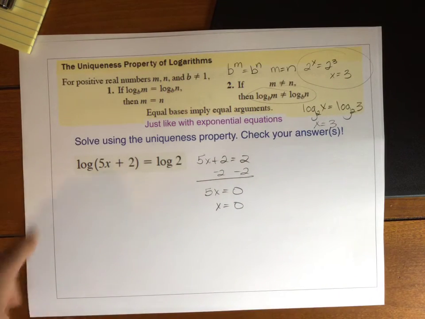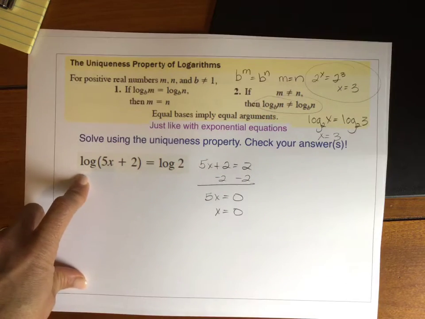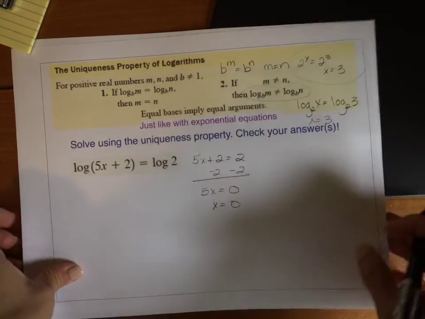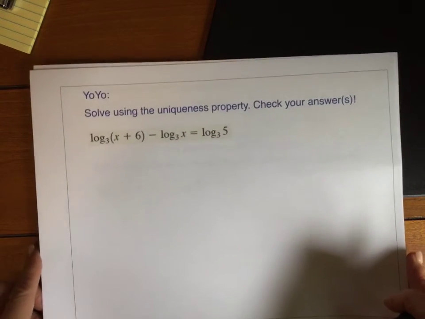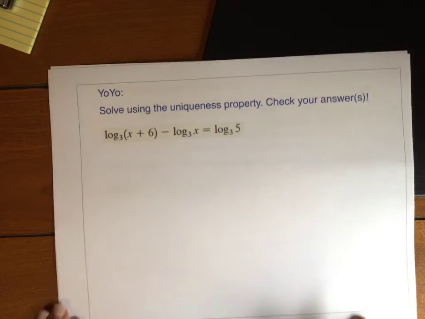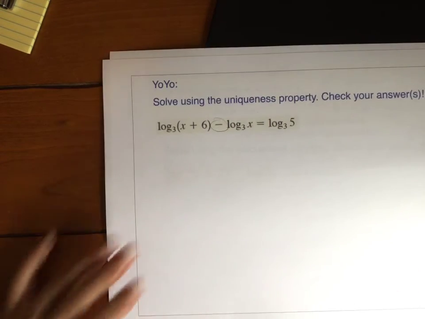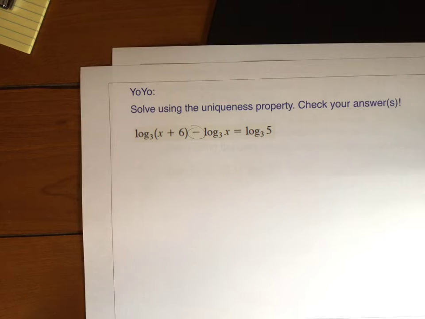Anytime that you can solve using the uniqueness property, it's a much simpler way than some of the other ways we solve, so you should. Here's another example of what that could look like. Here you see that I don't have just a simple log base 3 equals another log base 3, but I could combine them because I know that subtraction means division. Give yourself a second, really try this on your own, pause your video, and when you come back, I'll solve it with you and you can check your work.